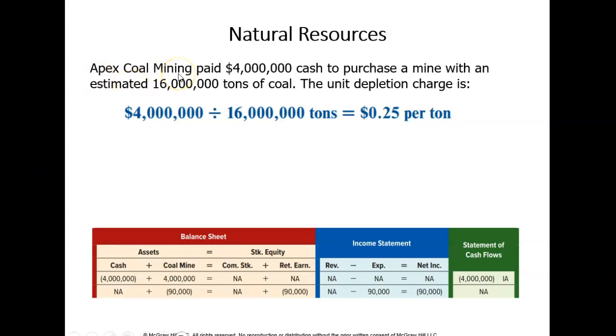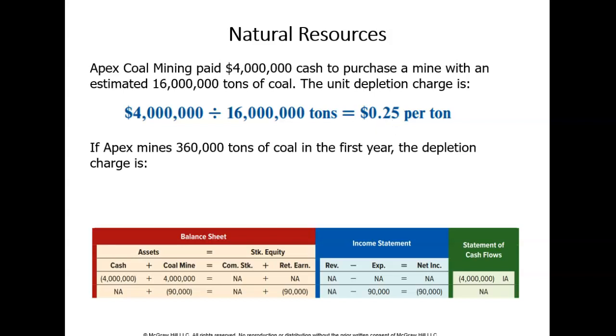So we paid for a coal mine $4 million to purchase a mine with an estimated 16 million tons of coal. So your depletion charge is going to be 25 cents per ton. So every time we deplete tons of coal, we'll take that times 25 cents to get our depletion expense. All right. So in the first year, we depleted a total of 360,000 tons of coal.